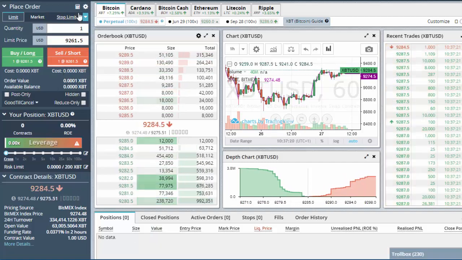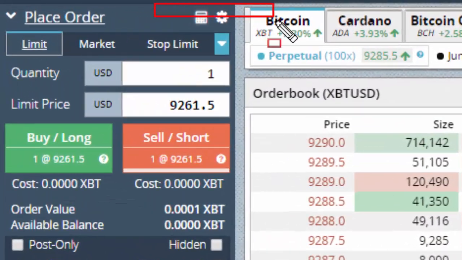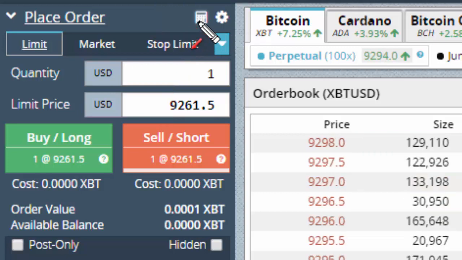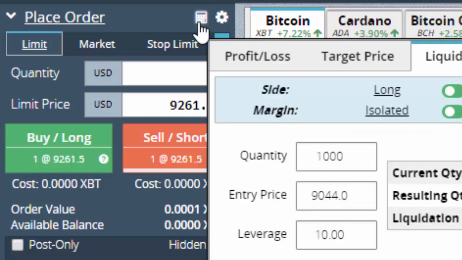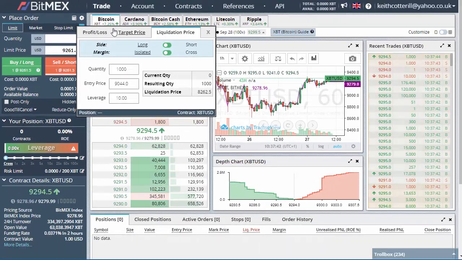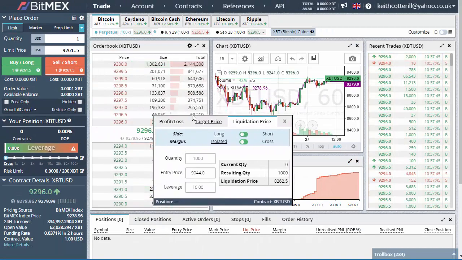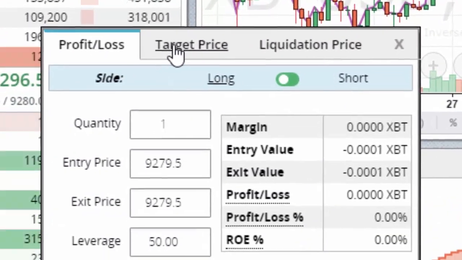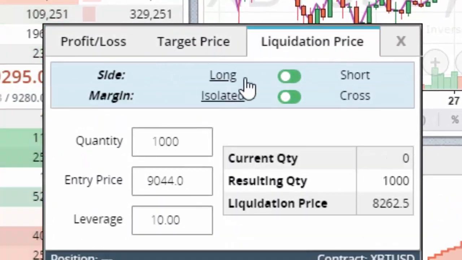If you come up to the top left of the Bitmex account, you will see a small icon for a calculator. Because our base currency is in Bitcoin, unless you've really got a good idea of how to calculate it out to 8 decimal places, there are tools provided to do this. I'm just going to left click on this, and you can see we have this calculator here. We've got a profit and loss, a target price, and a liquidation price.